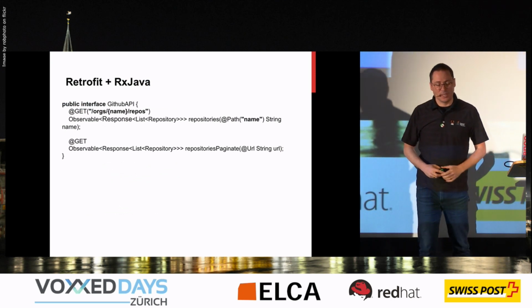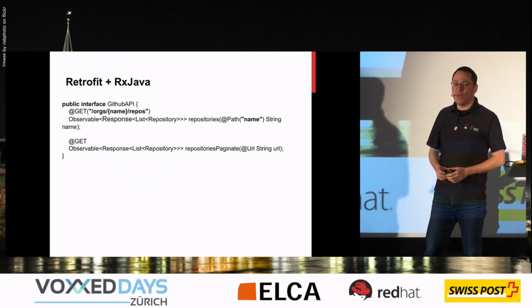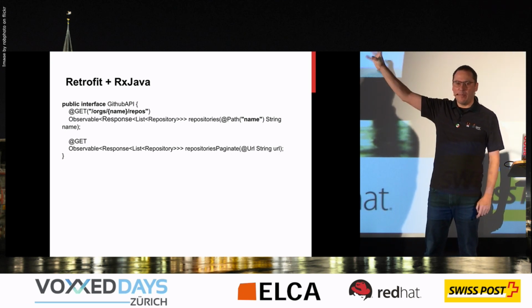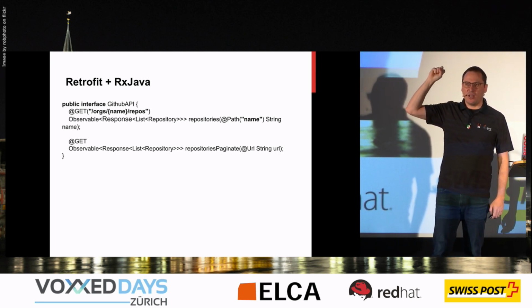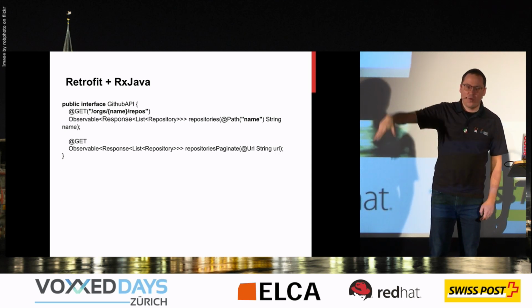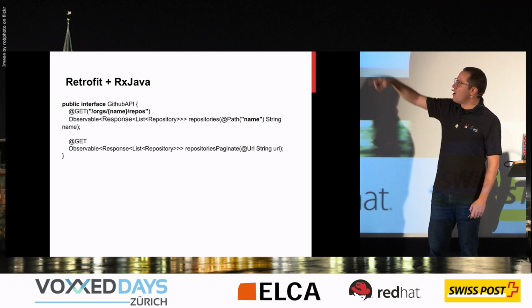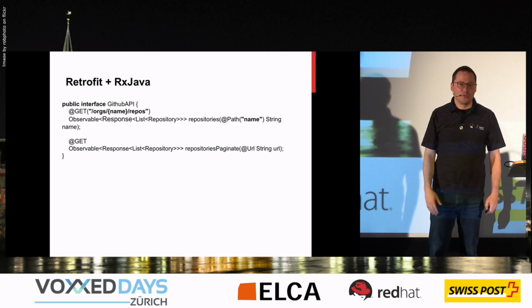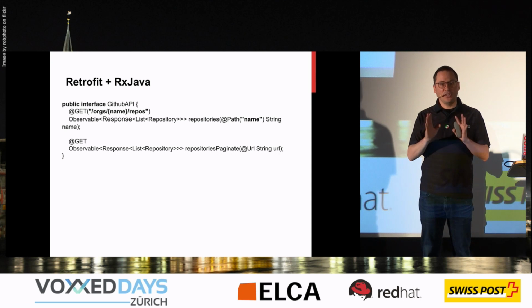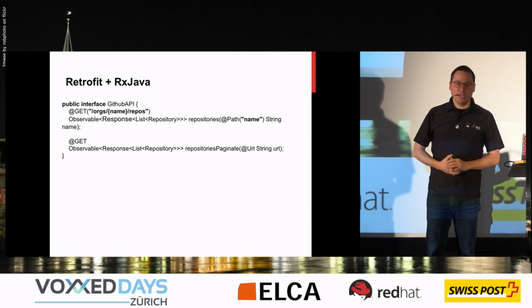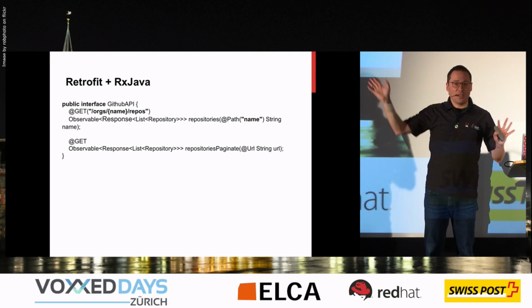Can we use Retrofit and RxJava together? Yes, we can. There is an extension for that. Besides adding a dependency, you have to modify your API. So instead of returning an object of type Call, you actually get an Observable of a Response of the list or collection of repositories. Notice that the parameters look exactly the same. The only thing that we need to change is the return type. If we are not doing pagination, then this is all that we need to do.